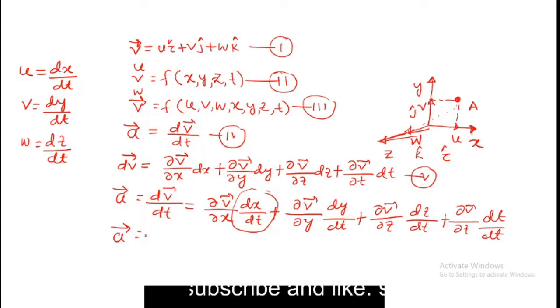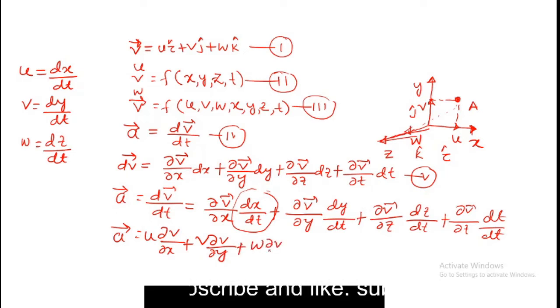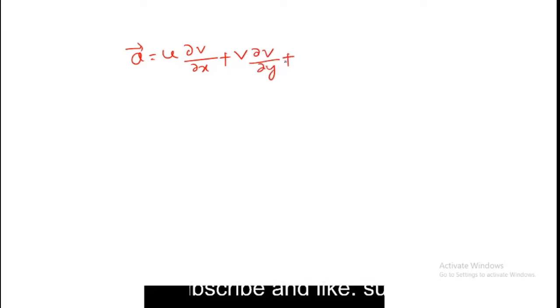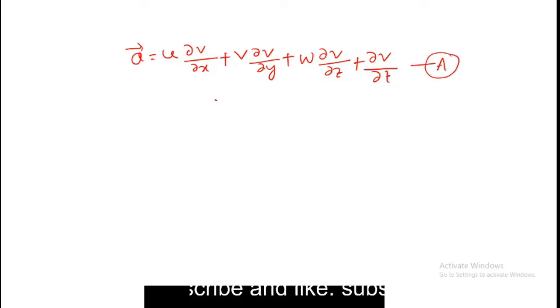So we can write the acceleration as u (dV by dx) + v (dV by dy) + w (dV by dz) + dV by dt. This is the acceleration equation by which you can find the acceleration of the fluid particle. We are rewriting it again: acceleration a = u dV by dx + v dV by dy + w dV by dz + dV by dt. This is my final equation A.